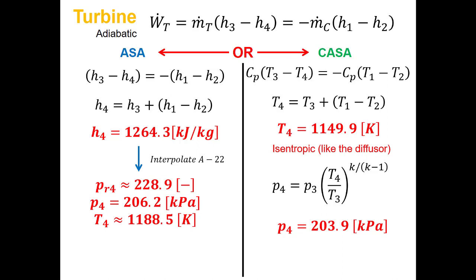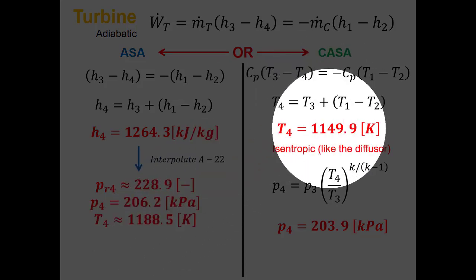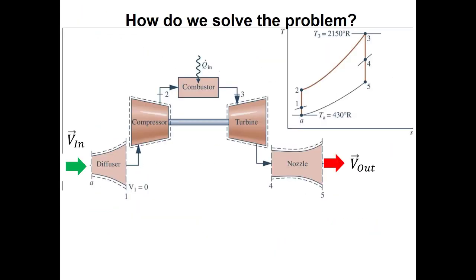And I interpolate from table A22 to find that T4 is 1,188.5 degrees Kelvin. Notice again, the temperatures are diverging here, but that's because in this case, we're assuming that the specific heat is variable, and here we've assumed that the specific heat is constant. So now we're through everything but the nozzle.